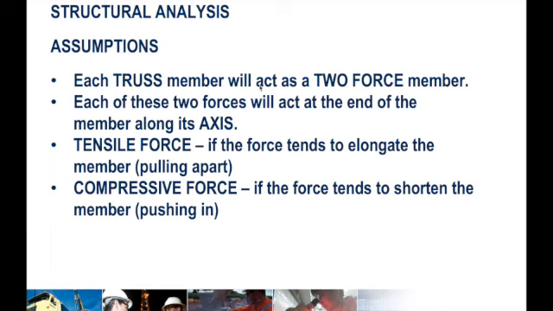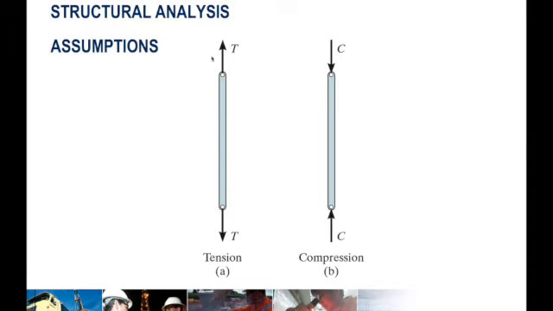More assumptions. Each truss member will act as a two force member, so the forces are only applied at their ends along their axis. The tensile force is when the force tends to elongate the member, and the compressive force is when the force tends to shorten the member. This is the illustration. So we assume that each member of the truss is acted upon by two forces. It's a two force member, with either tensile force or compressive force.